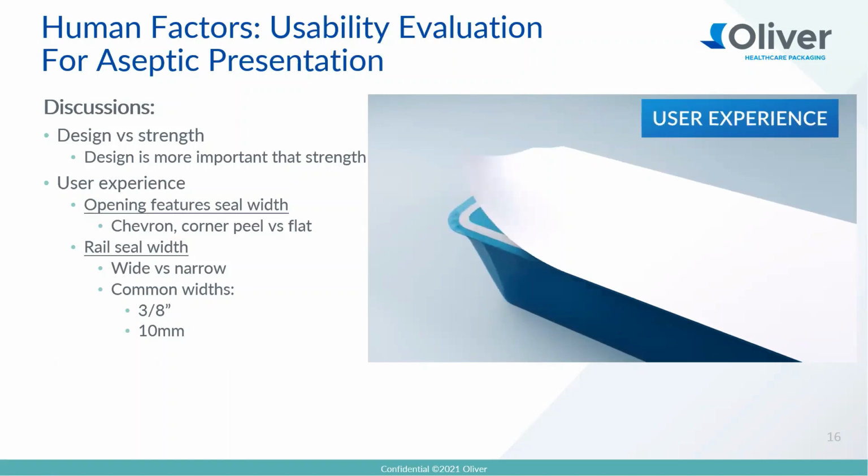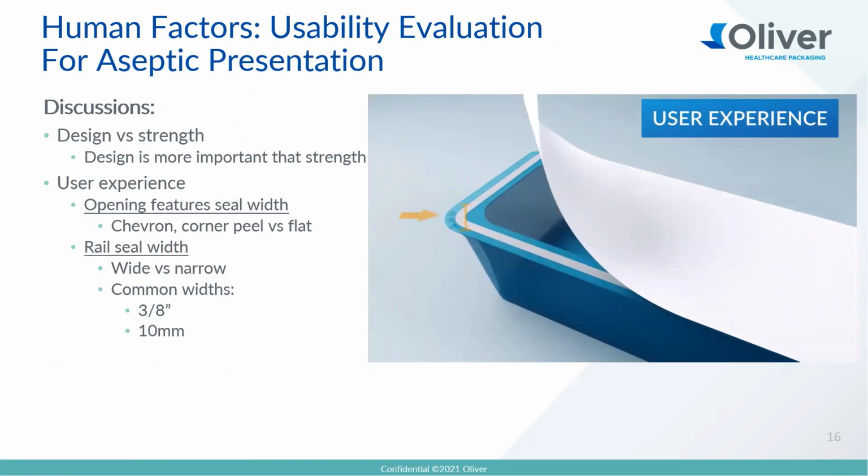So for example, when you're opening a package, you can see that in this case we're using a tray where it's opening from the corner, and when this happens, you can see that the shape of the design of this seal allows it to act like a chevron even though you're peeling from a corner. And you can see in this video that the widest width of that opening chevron-like feature is where you're going to experience the widest amount of force.